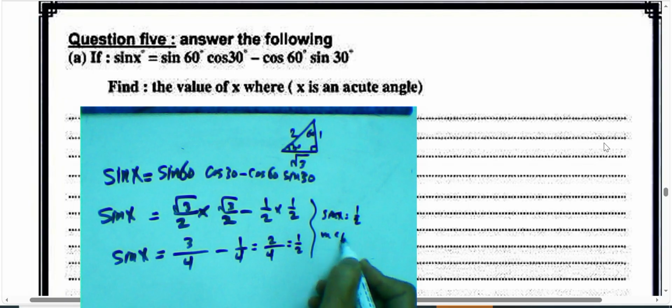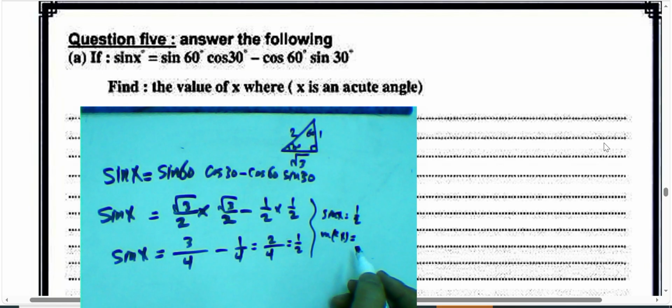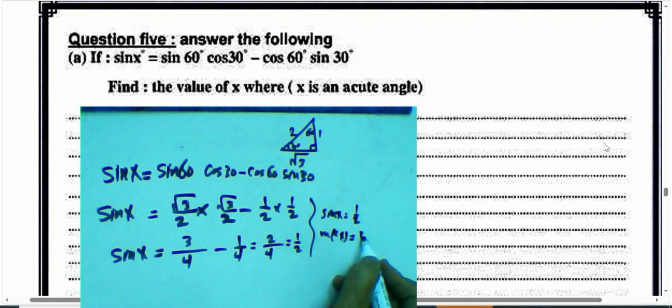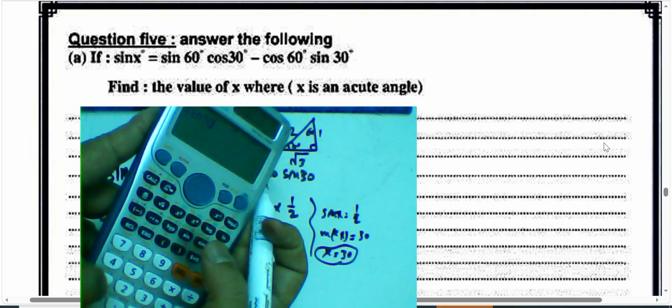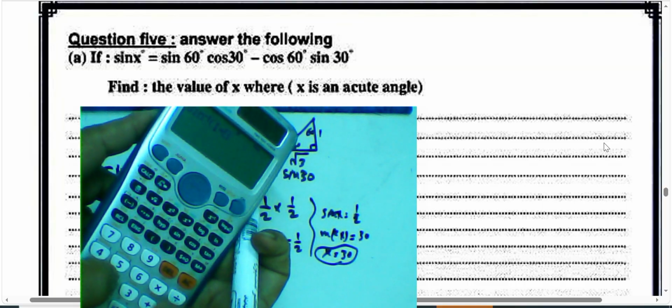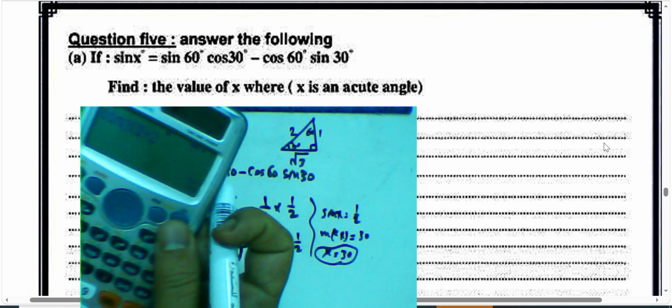So the measure of angle x, it will be what? Who can tell me the value of x here? Sin 30 equal half, then the value of x equals 30. You can use a calculator also to find the answer, right? Shift sin, right here, shift sin 1 over 2, the result will be 30, okay? And the value of x will be 30 here.